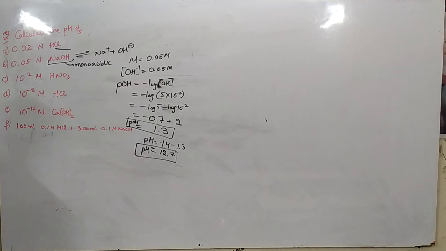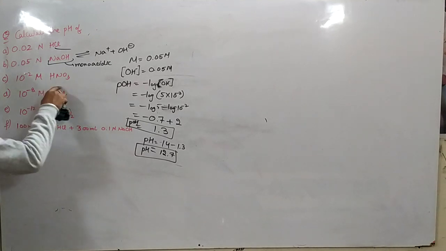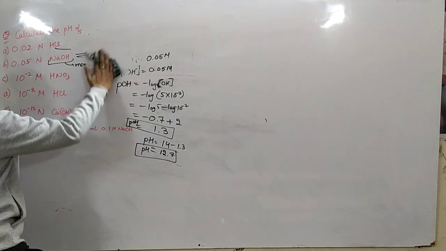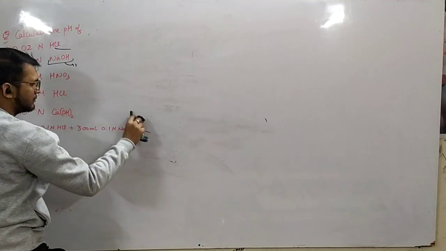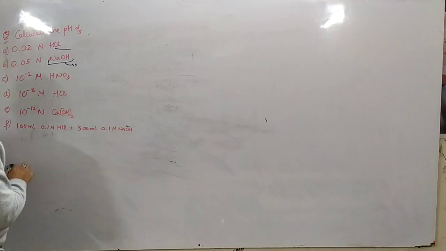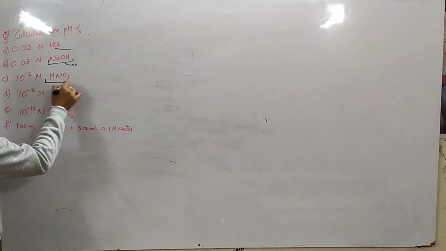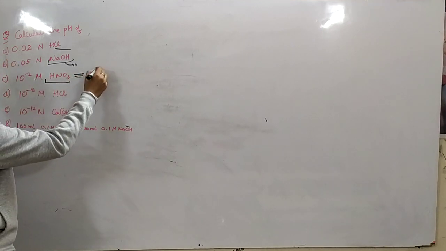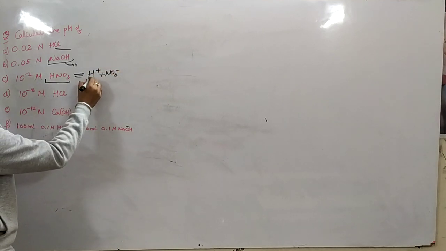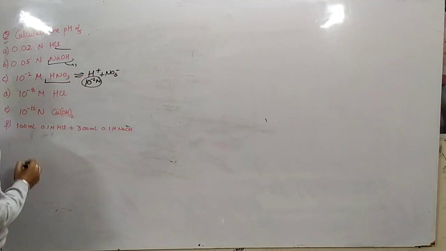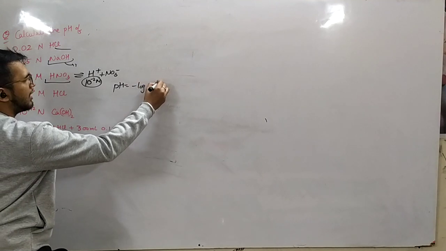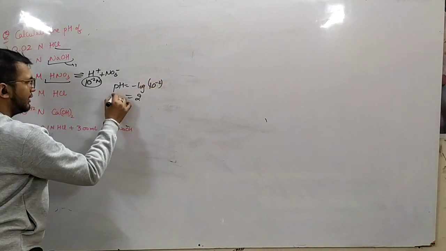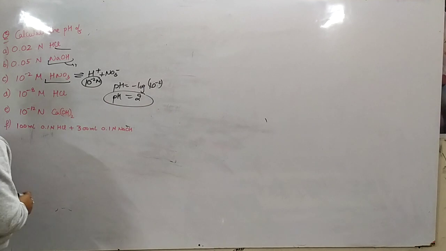Next is HNO3. The case is also similar here, it breaks into H positive plus NO3 negative. This concentration is 10 to the power minus 2 molar, so pH is equals to minus log 10 power minus 2, it comes up to be 2. So pH is 2.